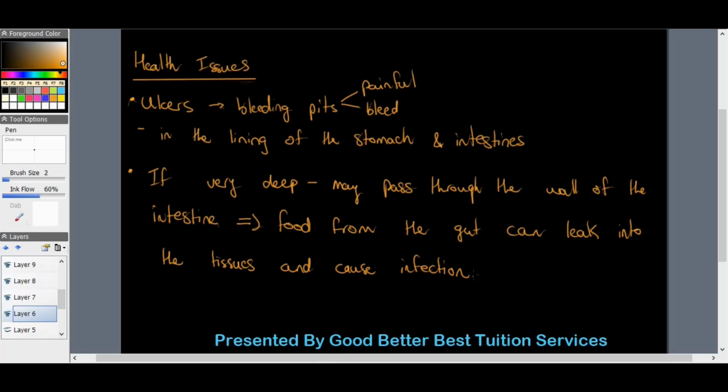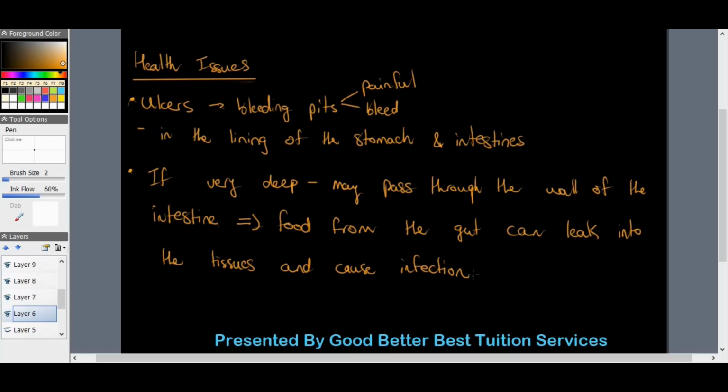Once it leaks in there, it causes infection, as bacteria and the food start to rot away the tissues. And then, of course, what happens? The blood leaks out. Blood now leaks out into the food, and then an ulcer would be formed.